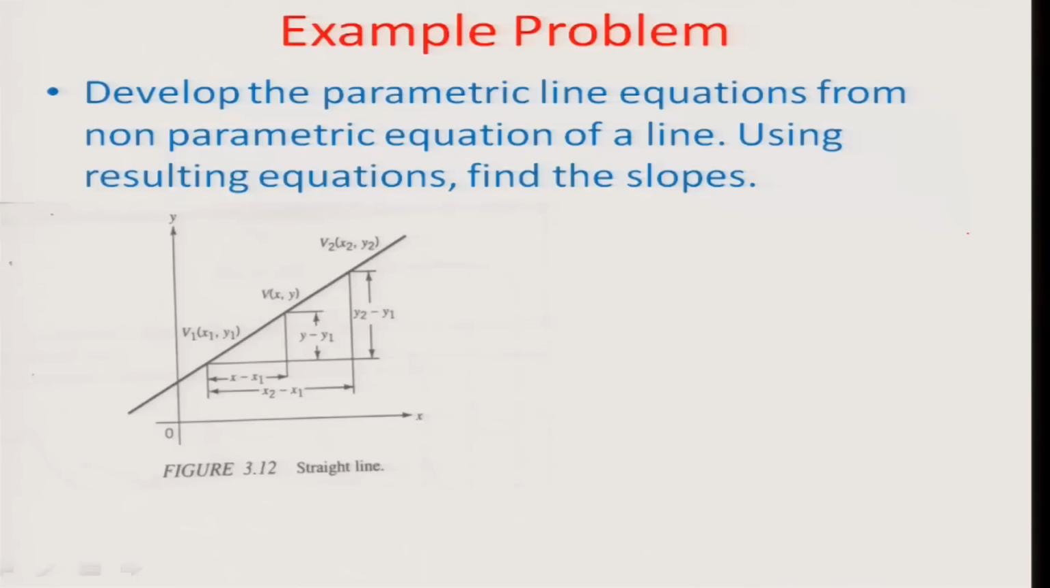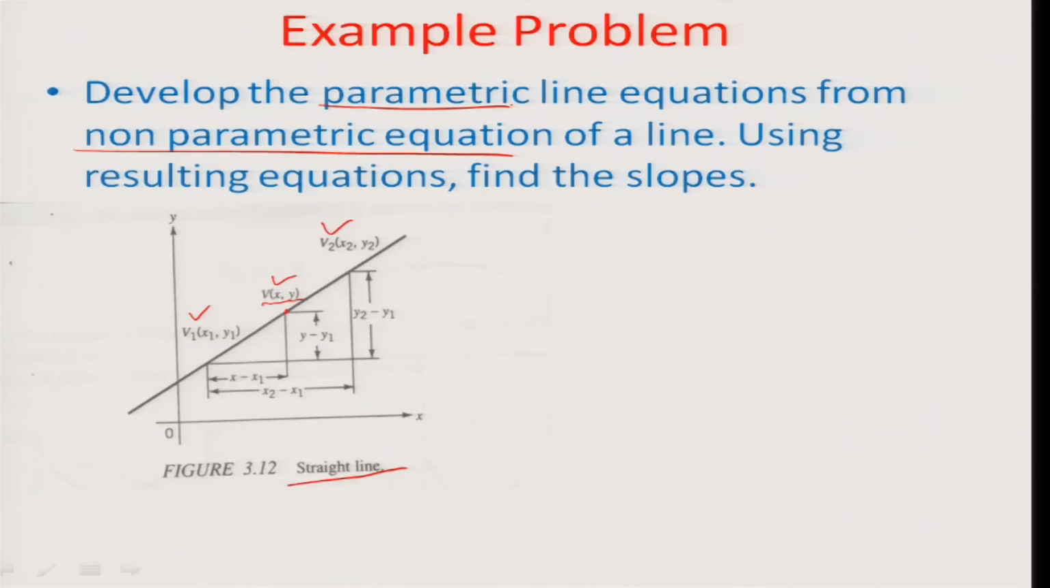Let us say we are looking at a straight line here, for example, in the xy plane, and it is given by 2 points v1 (x1, y1) and v2 (x2, y2) as the two ends of the straight line. Further, we also have a situation where we are describing a third point here v(x, y), which is a variable point between v1 and v2. If we want to develop the non-parametric equations and the parametric equations of the straight line, how do we actually approach the problem?